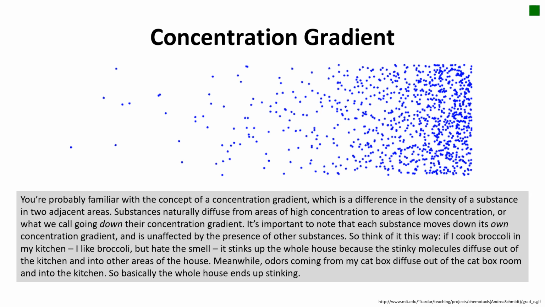You're probably familiar with the concept of a concentration gradient, which is a difference in the density of a substance in two adjacent areas. Substances naturally diffuse from areas of high concentration to areas of low concentration, or what we call going down their concentration gradient. It's important to note that each substance moves down its own concentration gradient and is unaffected by the presence of other substances.